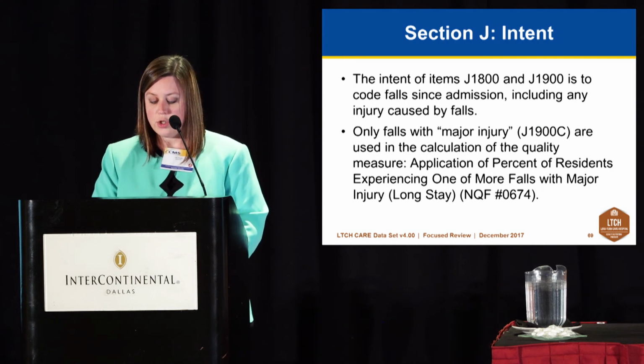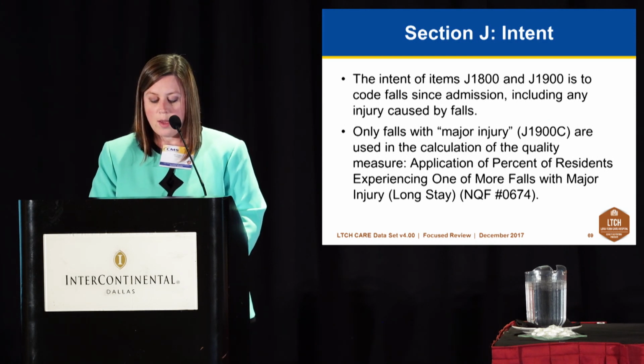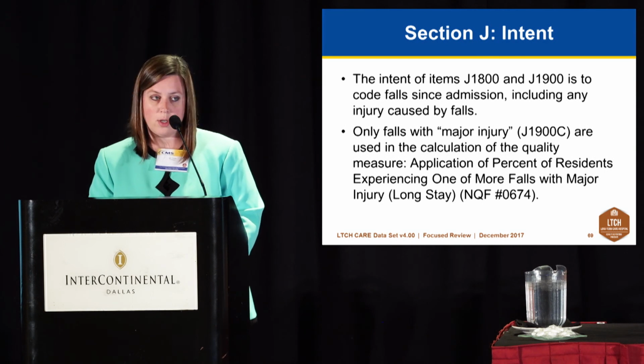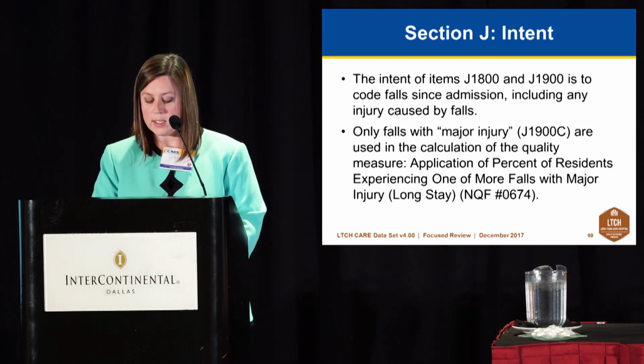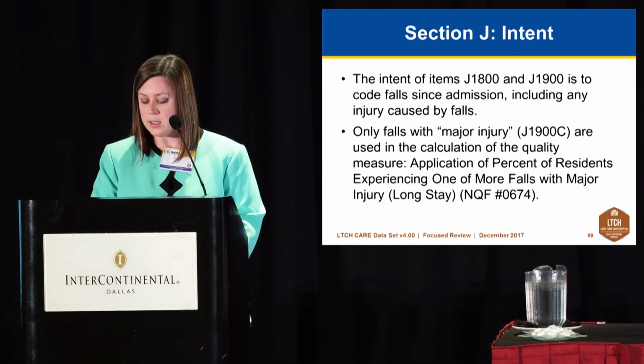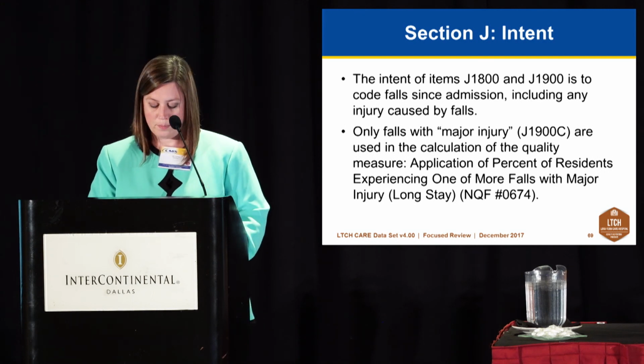The intent of Section J is to collect falls since admission and any injury caused by the fall. However, only falls with major injury, which are entered into Section J1900C, are used in the calculation of the quality measure, application of percent of residents experienced one or more falls with major injury, is how it reads, and it's based on NQF number 0674.